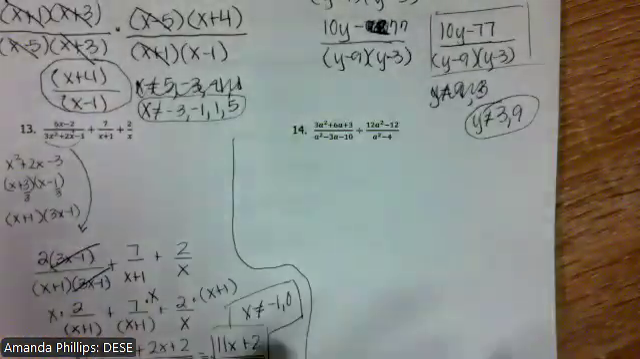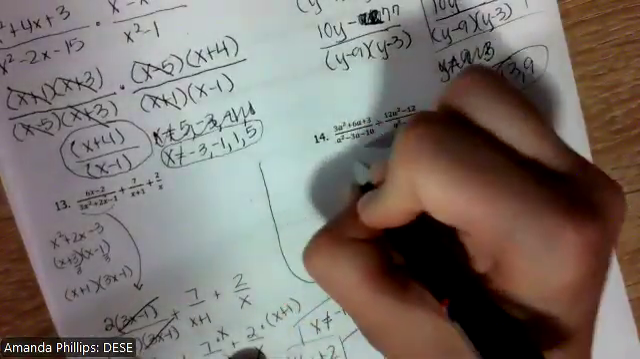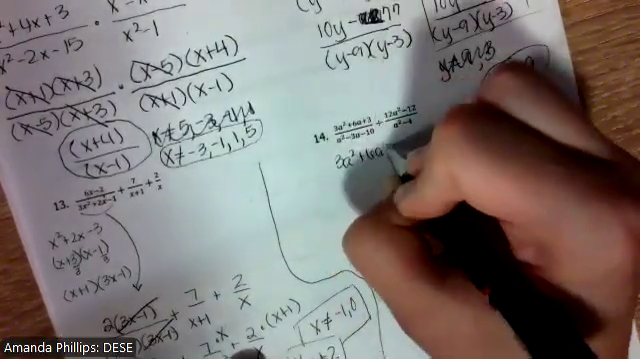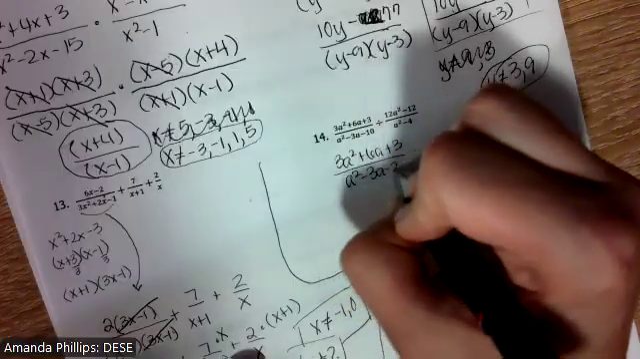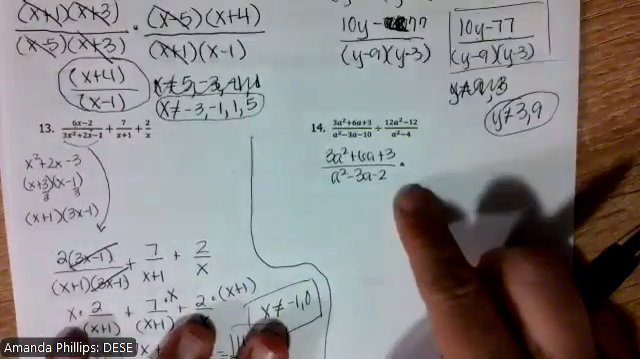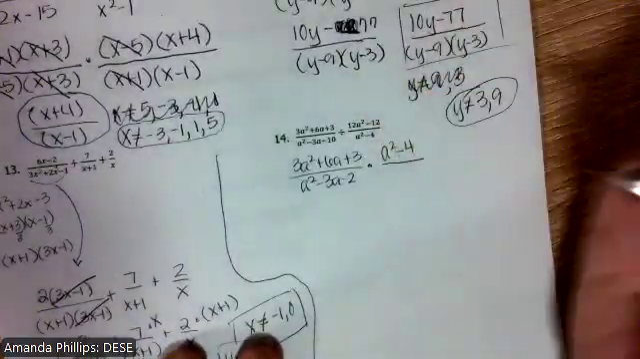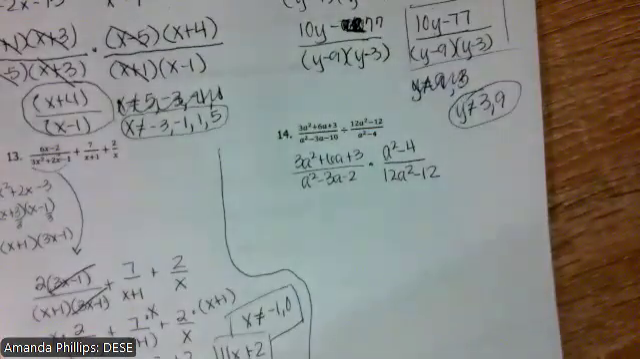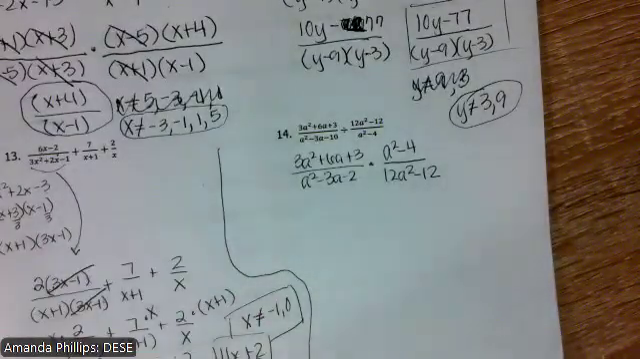Okay, 14. Lots going on here. It's a division problem though, so the first thing I'm going to do is write it exactly as it is, but I'm going to change it to multiply by the reciprocal, just so I don't forget that. Because you would hate to go through all that stuff and then realize you forgot to multiply by the reciprocal. So now it's a multiplication.